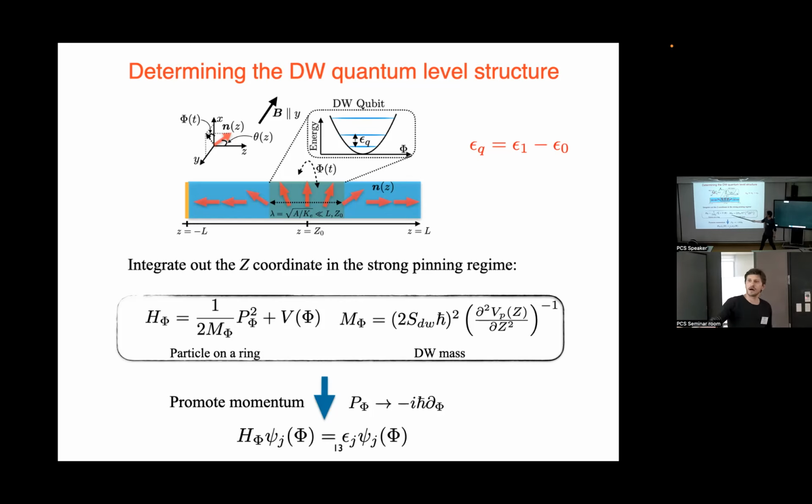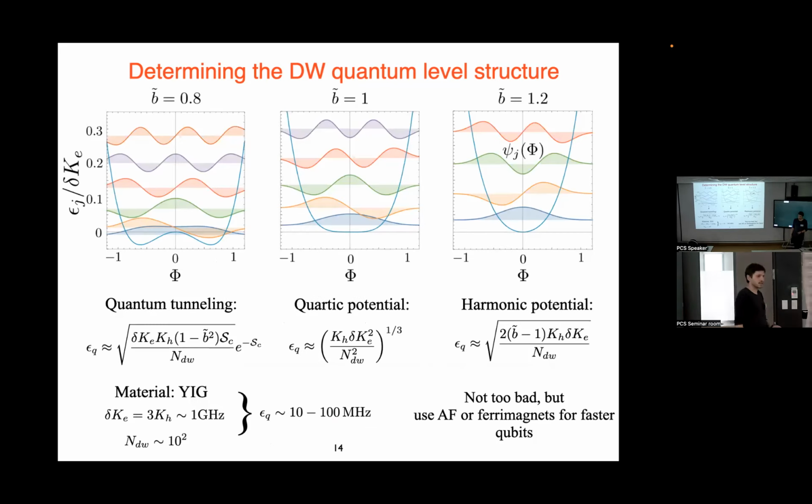And so that's our starting Hamiltonian, p squared over 2m plus V(phi), extremely simple. Of course, all the energy scales and length scales are lumped into this effective mass that contains the details. If you quantize your momentum, you can write the Schrödinger equation and define the level structure of your system. And that's how it looks.